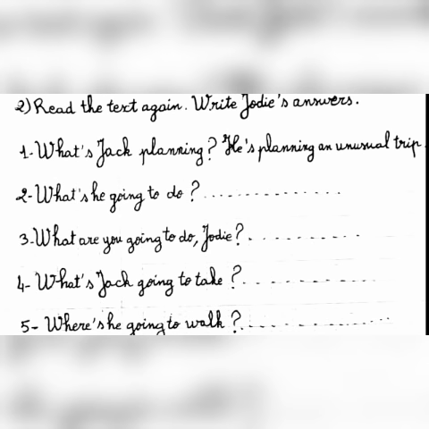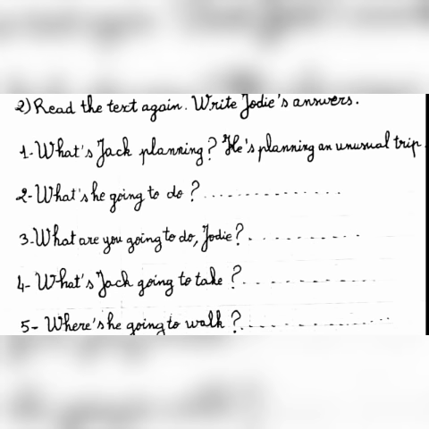Then you have question number 5. Where's he going to walk? Okay, where's he going to walk, which means to which place that he's going to go. So here are the questions that you have. I'm going to read them again for you, and you read the text, try to answer. Let's say the first question is, what's Jack planning? And the answer is, he's planning an unusual trip.